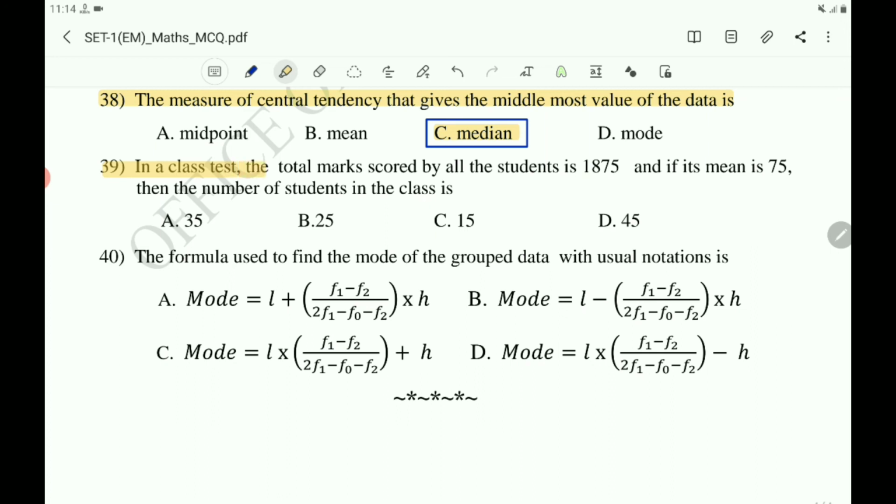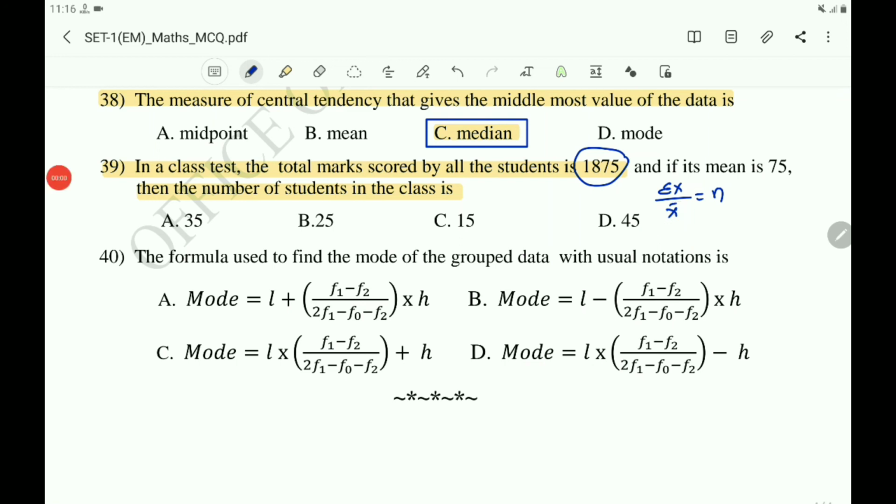In a class test, the total marks scored by all the students is 1875, and if the mean is 75, then the number of students in the class is. You know the relation among sum of all the scores, mean and number of scores. Here sum of all the scores divided by number of scores equals mean. But here mean is given. What you have to find out? You have to find the number of scores. So you will get sigma x by x bar equals number of scores. So sigma x is 1875 and x bar, that is the mean, is 75.